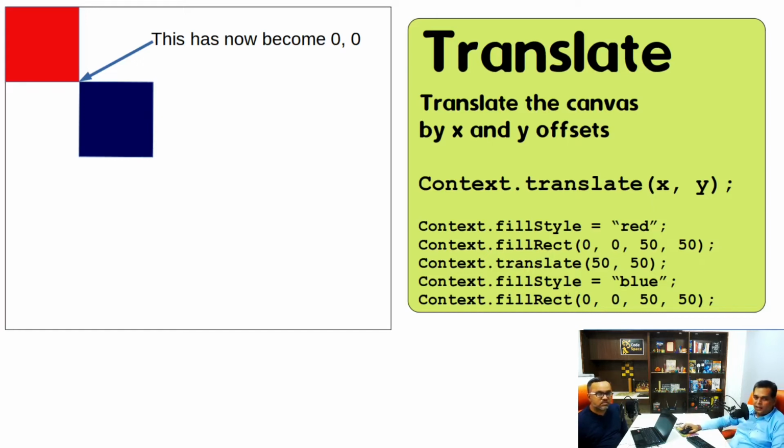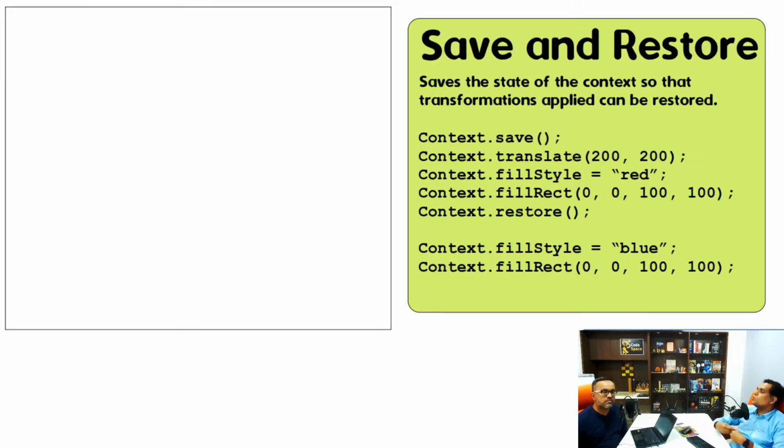Transformation functions are generally very useful when you use them along with save and restore. There are two more functions that you'll have to be aware of: save, and then restore. The save is like having a save point on the canvas itself. Whatever transformations you had before the save function would be stored, and you can just restore it by saying, take me back to wherever the last save point was.